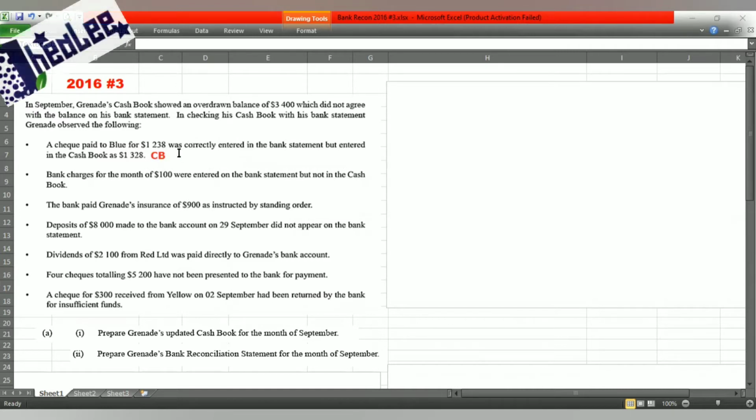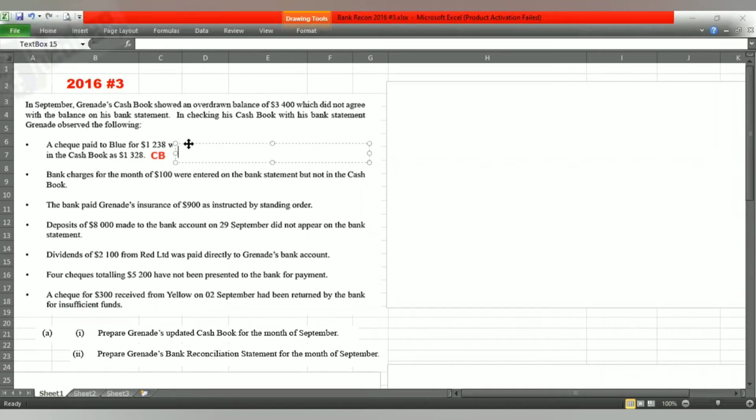Now, the check was paid out, so that was a credit entry in the cash book, but it was overstated. So what we'll need to do is to find the difference between the two figures. And because it was overstated, we're going to put the difference on the debit side to cancel out the extra that was placed on the credit. So we are going to debit the cash book with $90, which is the difference between the two figures.